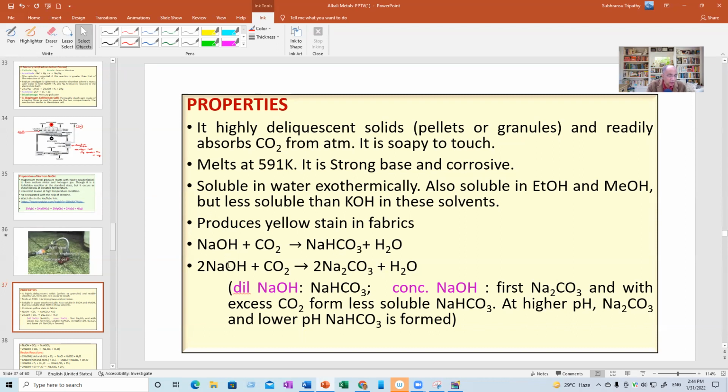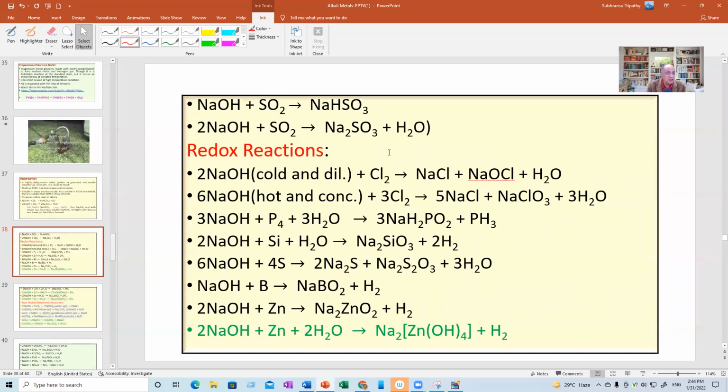So with low concentration or lower pH, you get bicarbonate. With high concentration and high pH, you get carbonate first, and then bubbling carbon dioxide in excess will give you a sparingly soluble sodium bicarbonate. While carbonate is highly soluble, this is less soluble, so it will appear as a turbidity. Right? So you must remember what is happening. Similarly, if you take sulfur dioxide instead of carbon dioxide, you'll get bisulfite. If you take concentrated NaOH or excess, then you get sulfite.